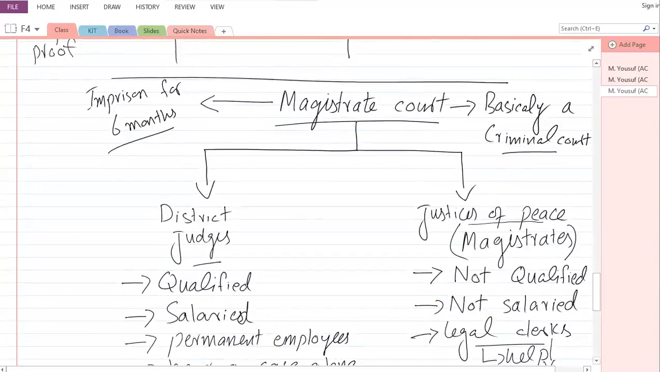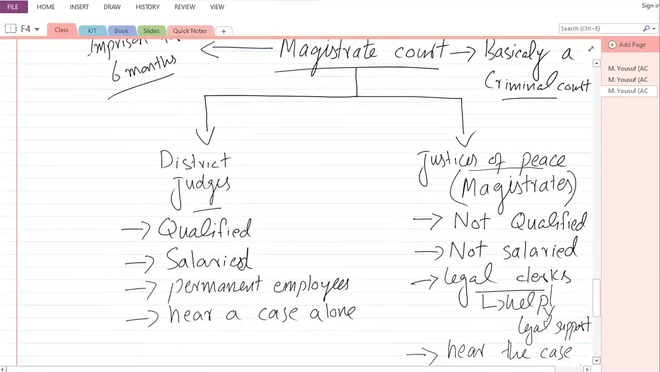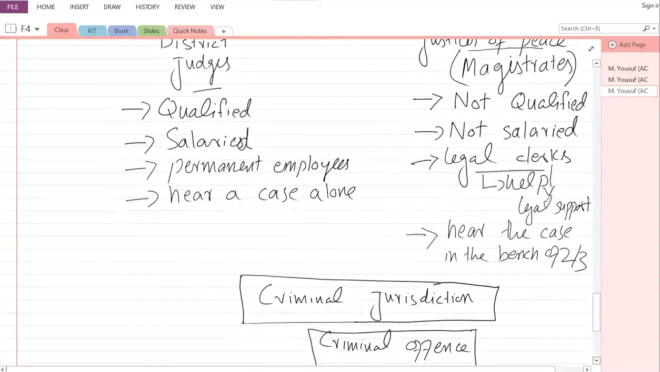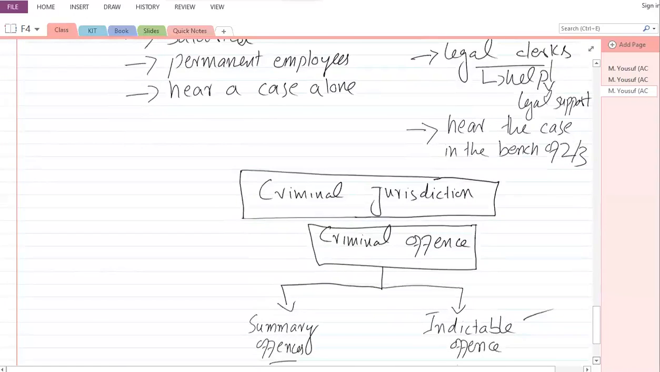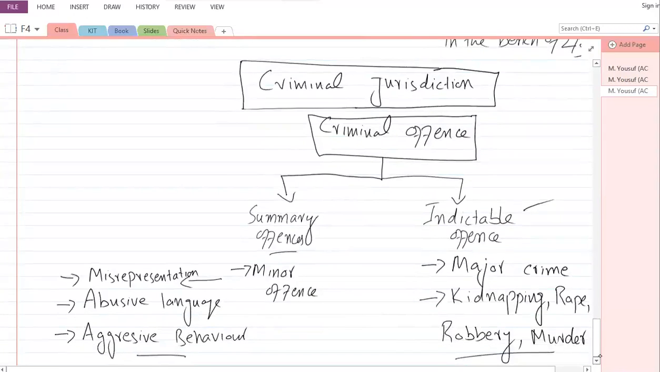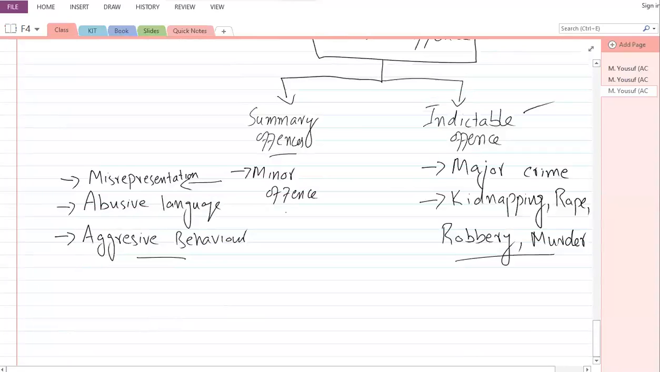So if we go back, which offense do you think will be heard at magistrate court? It will certainly be summary offense, because summary offenses are minor offenses and they can be tackled within 6 months, whereas kidnapping, rape, murder, robbery, all these offenses are major offenses, and according to law, there is an imprisonment for these crimes of more than 10 years. So this means that magistrate court is not suitable for hearing indictable offenses because these are major crimes.